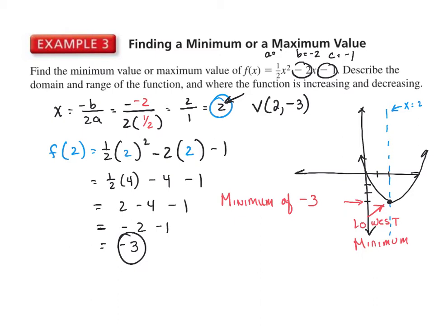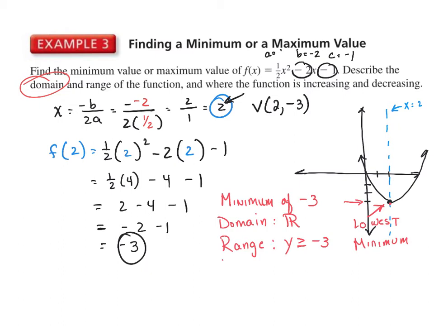Let's see, describe the domain and range. Domain for these parabolas is always going to be all real numbers. You can plug any number you'd like in for x. The range. Now, since this is a lowest y value, we want to start at the lowest y value and see which way it goes. Well, this always goes up. So we say for the range, the y values are always greater than or equal to that lowest value, in this case, negative 3.